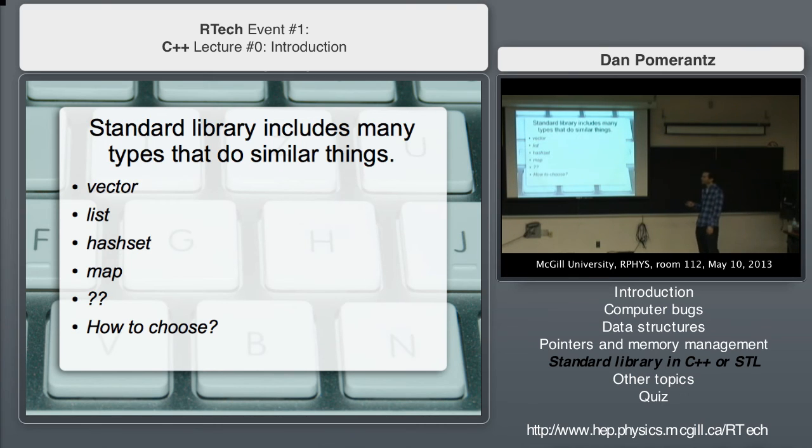There's something called a hash set that you could use. Again, it stores somewhat the same thing. It uses a different technique for trying to store it. How do you try to choose which thing is actually best?